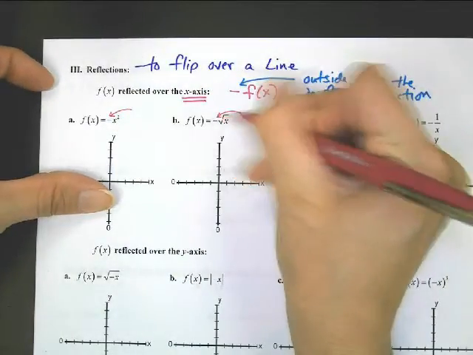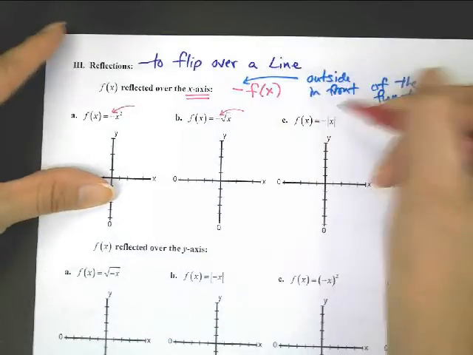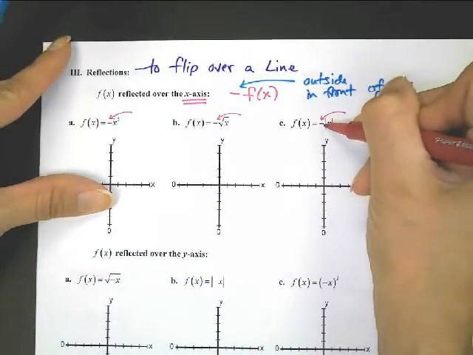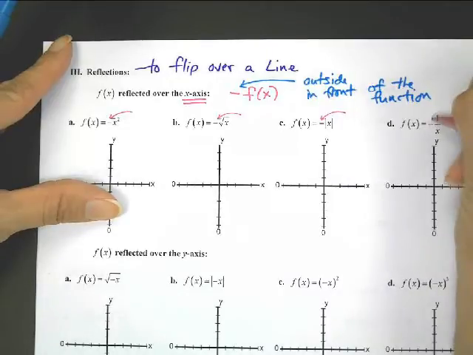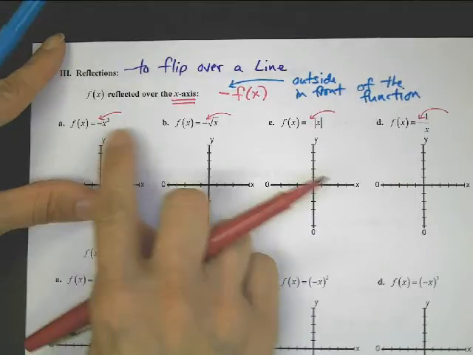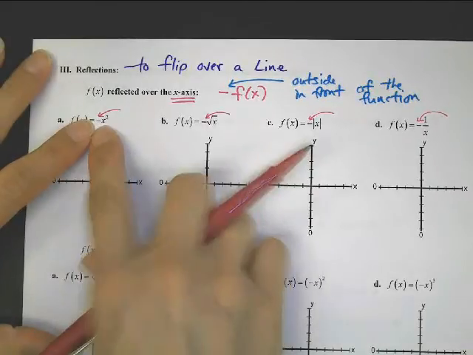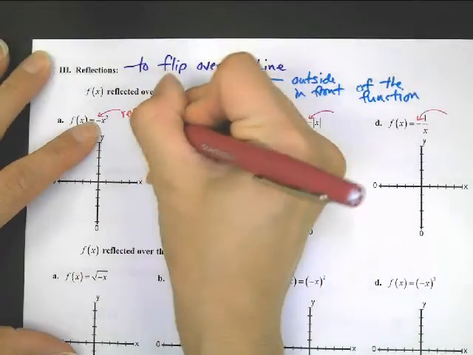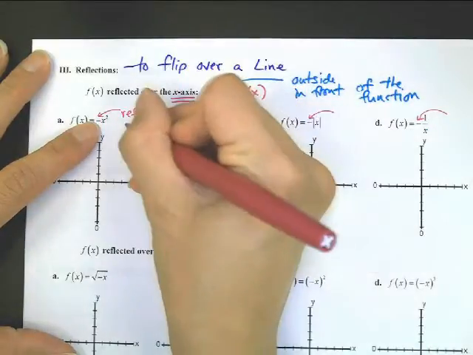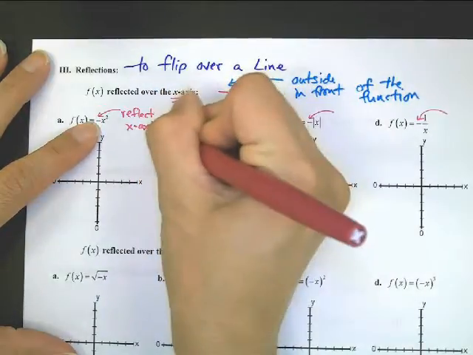See how this negative is in front of the radical, not inside of it? See how this negative is in front? Okay, this negative right here is also in front. So what does that negative mean? What transformation does that say? That says reflect over the x-axis.